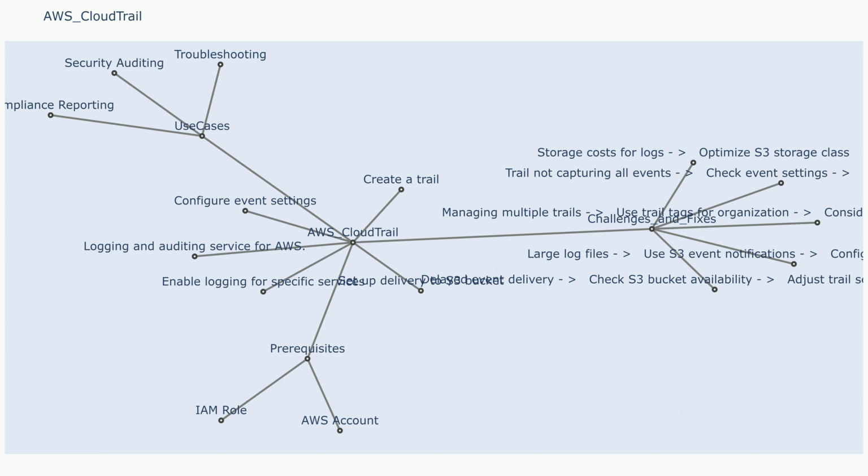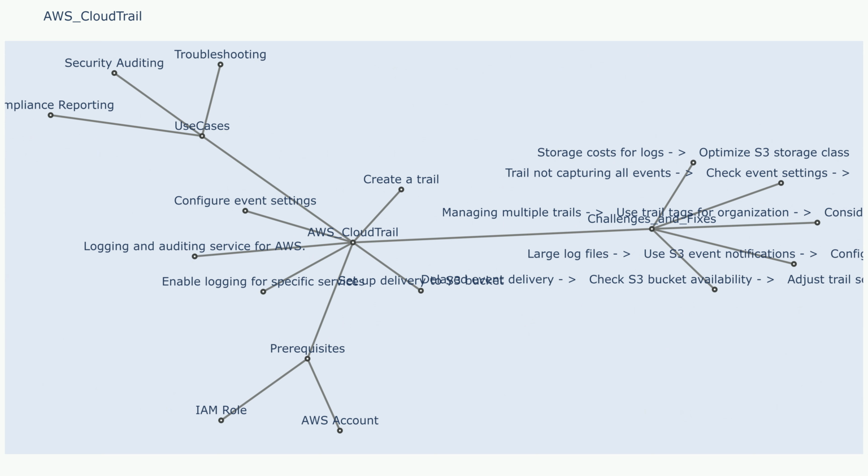Large log files. CloudTrail logs can be quite large, especially if you are logging all events. Use S3 event notifications. You can use S3 event notifications to trigger actions when new CloudTrail log files are uploaded to your S3 bucket. This can help you to process and analyze logs more efficiently.